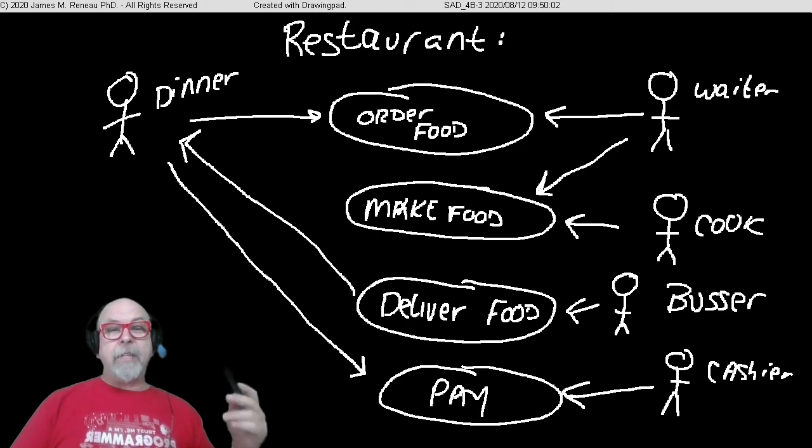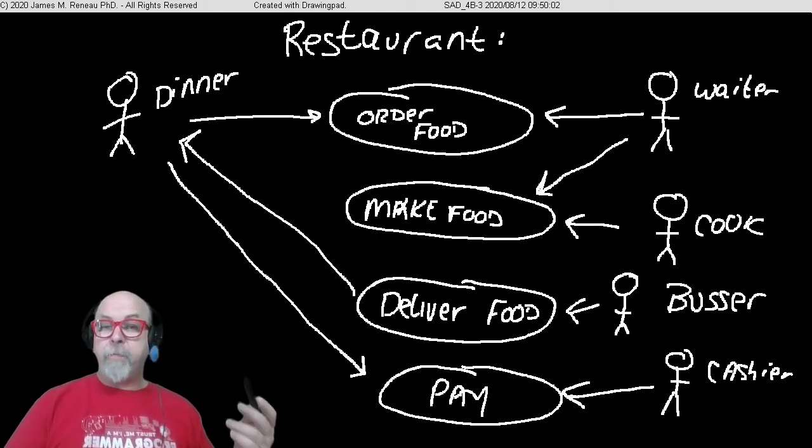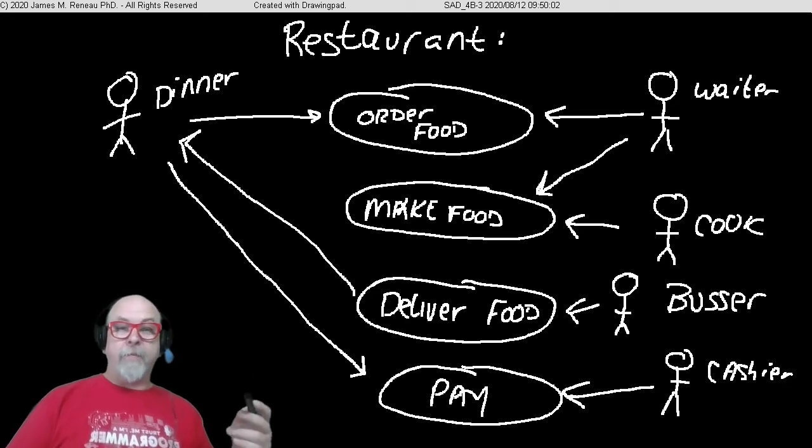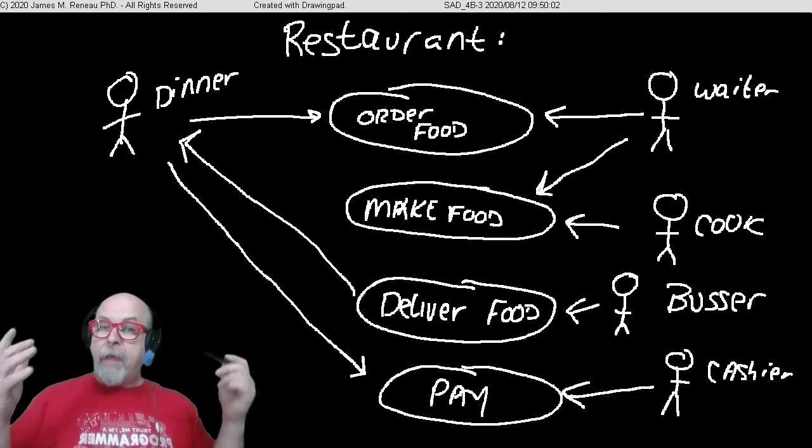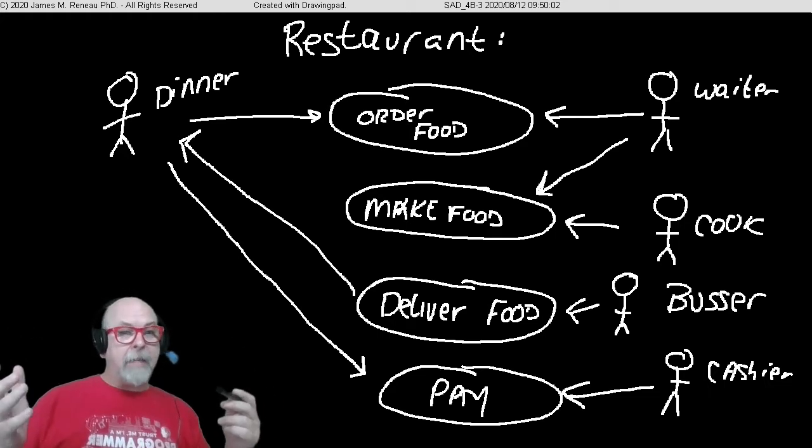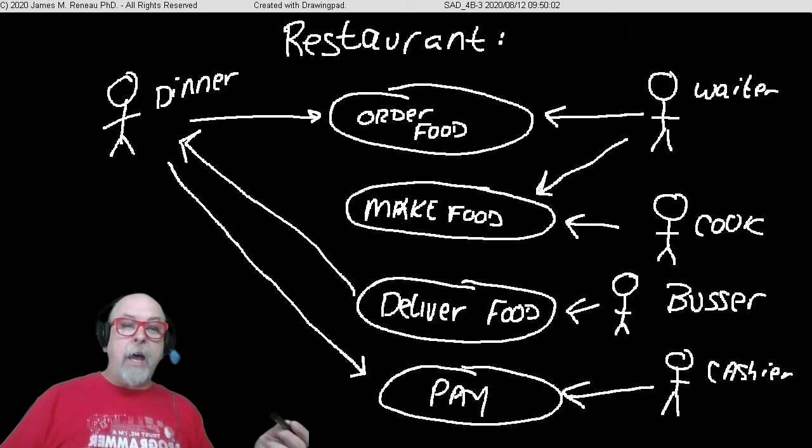Waiter then would send the food order to the kitchen to have the food made, where the cook is involved, and you can see that the cook is another actor in the system where the cook makes the food. When the food is done, the food is delivered to the diner by the busser.